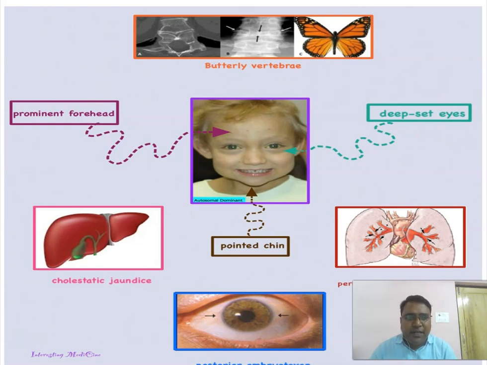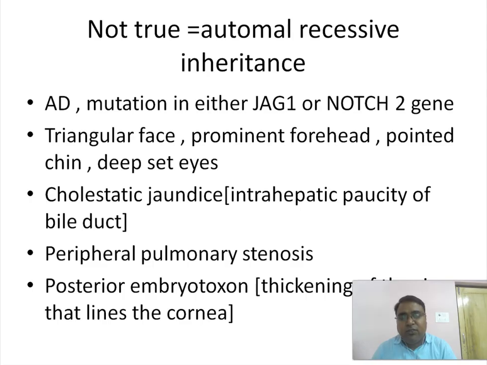You can get deep set eyes. You can get prominent forehead, pointed chin. This is a characteristic triangular face, what we will get in Alagille syndrome. What extra we can get? We can get peripheral pulmonary stenosis, we can get cholestatic jaundice, and we can get posterior embryotoxon. And along with that, one classical butterfly vertebra, that also we can get in Alagille syndrome.